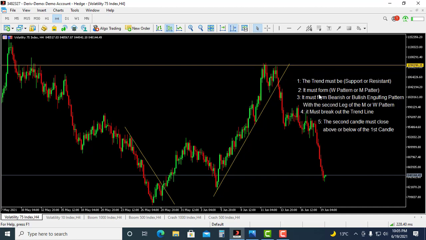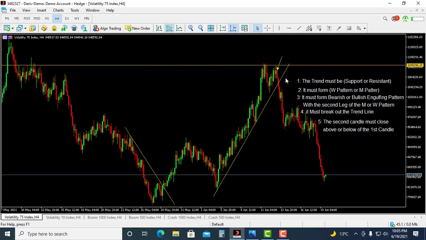The third, it must form a bearish or bullish engulfing pattern. As you see here, this market formed a bearish engulfing pattern. We have rule number 3. The bearish engulfing pattern must be the second leg, not the first leg. We don't need the first leg, we want it to be the second leg, you see.